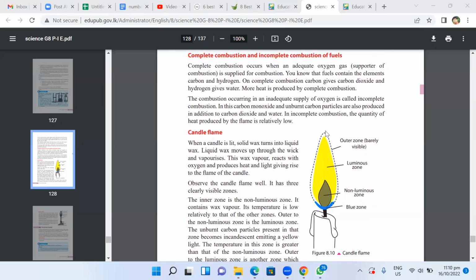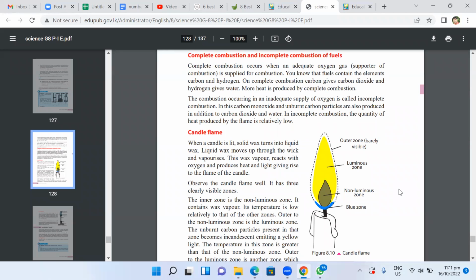Right? This is the invisible or barely visible outer layer we call the outer zone, and the luminous zone is where you can see the yellow flame. The non-luminous zone has no luminosity and is basically black in color, right? And the blue zone is where full combustion happens. Actually, the luminous zone is not full combustion, it is partial combustion. So where the temperature is high: is it in the outer zone, luminous zone, non-luminous zone, or blue zone?